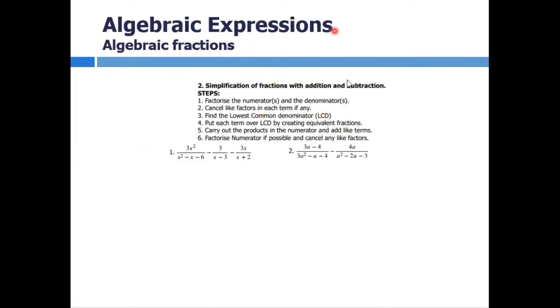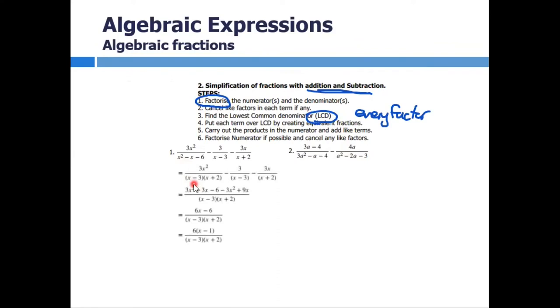For addition and subtraction, and please note it's only when you're adding or subtracting fractions, you're still going to factorize first, but you then need to find your lowest common denominator. And basically every factor must be included in your LCD. Okay, so if we have a look at this first example, first thing they're going to do is factorize. So there's my factorized denominators.